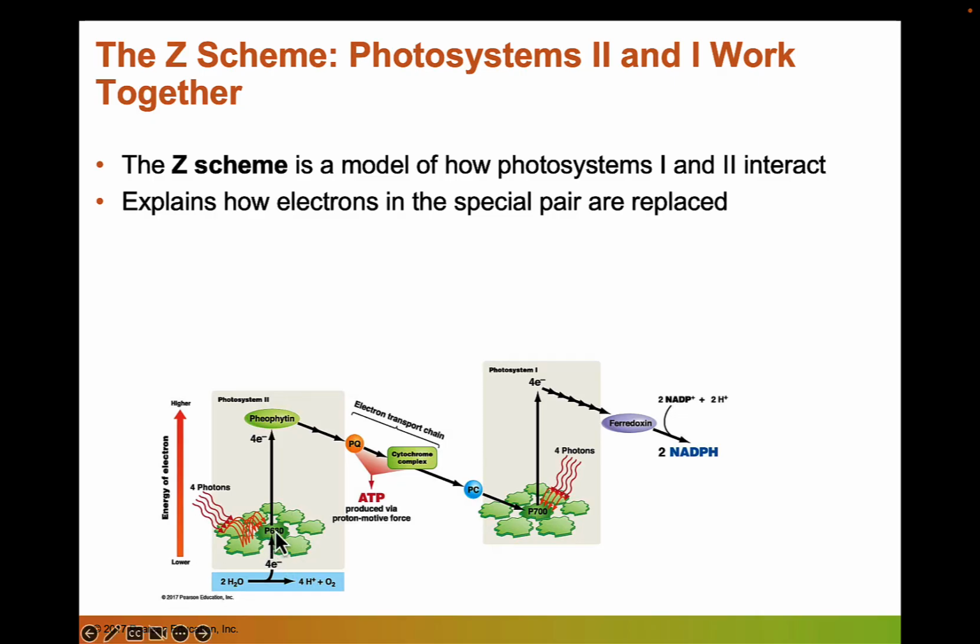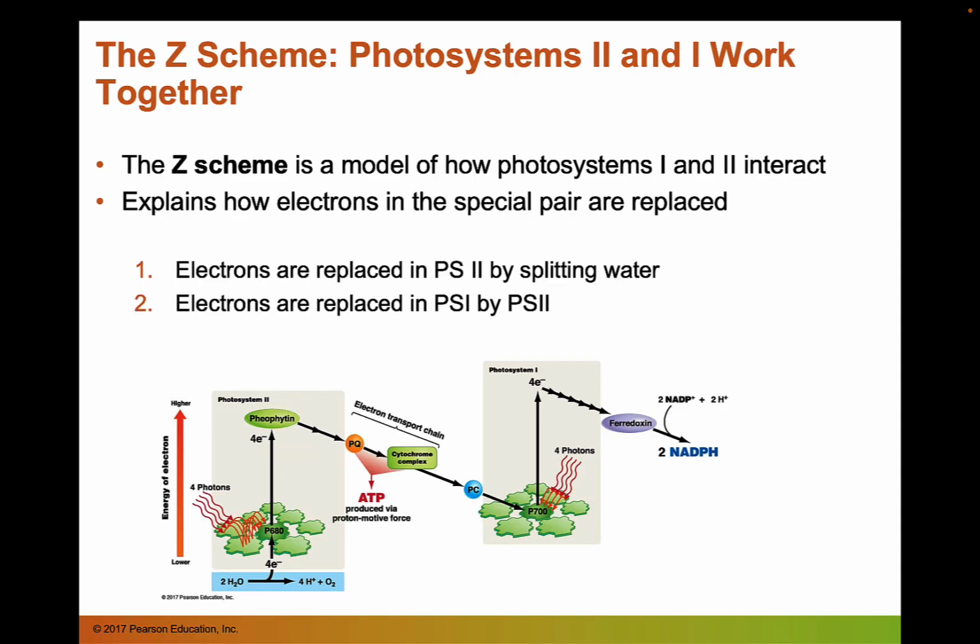So we've replaced our electrons in photosystem 2 by the splitting of water. So recall that we made ATP in the process of photophosphorylation, and this ended with this cytochrome complex. So this is holding on to the electron, and that electron is actually going to be the same electron that's going to replace the electron lost in photosystem 1.